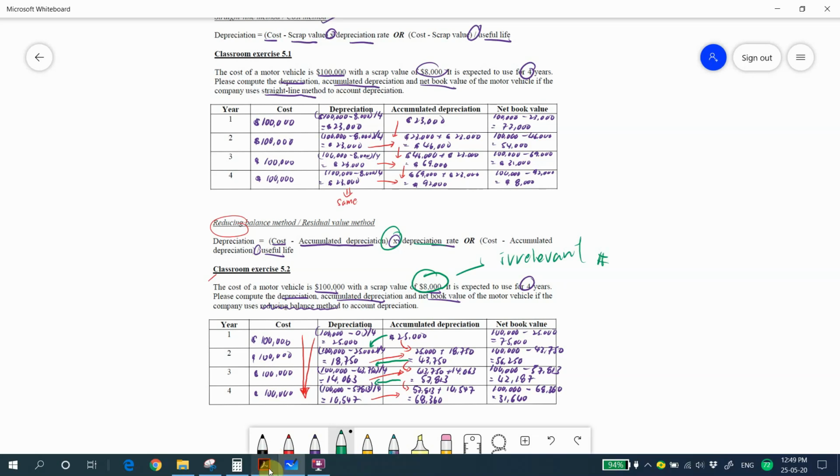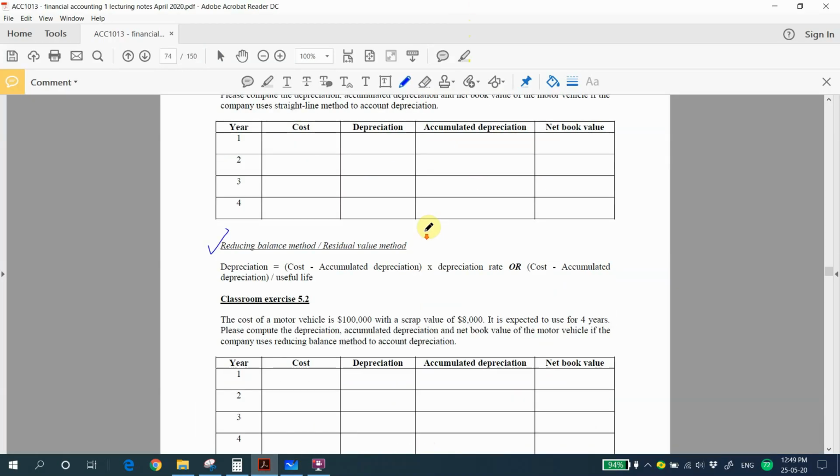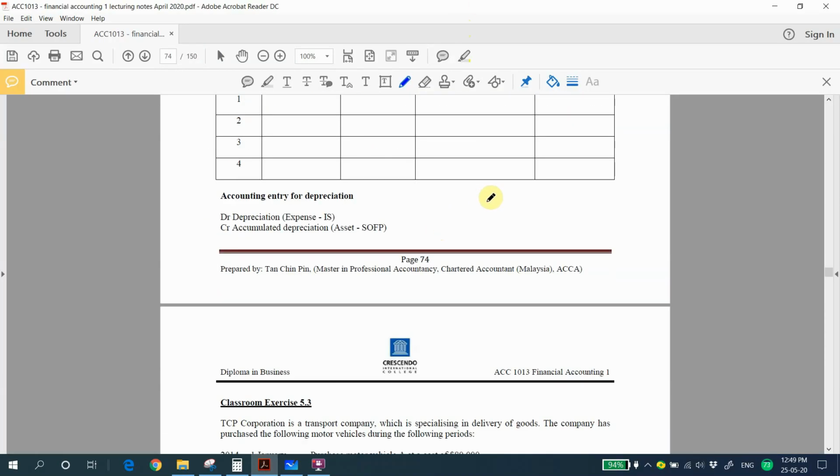And what is the accounting treatment when you record depreciation? The accounting entry for depreciation: we debit depreciation and we credit accumulated depreciation. So depreciation is an expense in the income statement. Accumulated depreciation is shown under the SOFP as a deduction against non-current assets.